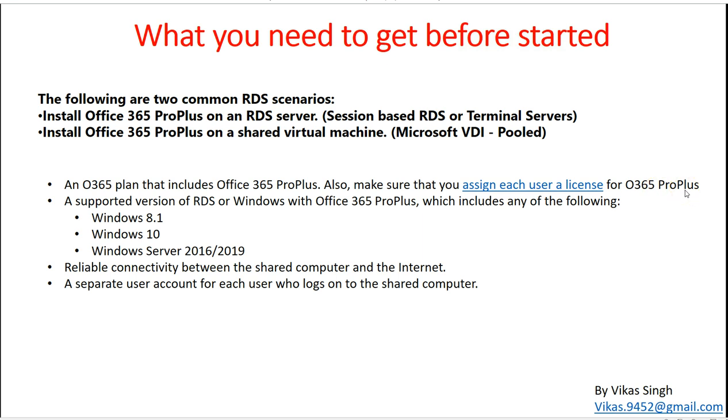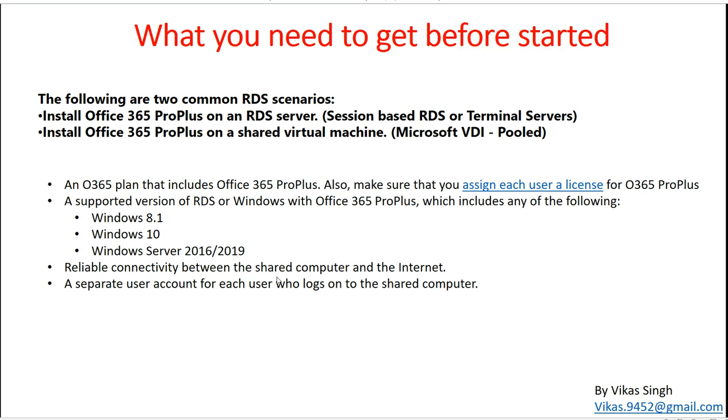As I said, you have to assign the correct license and a supported version of Windows with Office 365 Pro Plus, like Windows 8.1. You can do it on Windows 10, and on Windows Server 2016, 2019, or also 2012 R2. You must also have reliable connectivity between the RDS server and the internet, because it takes the activation and everything from the Office 365 service, which is Microsoft. If your server does not have internet connectivity, you will not be able to activate those licenses.